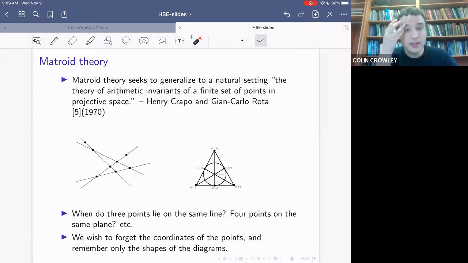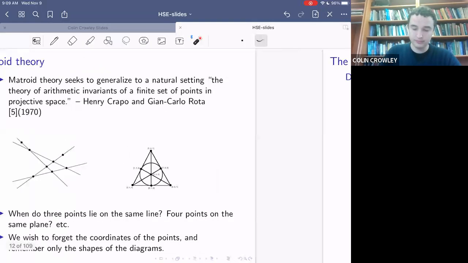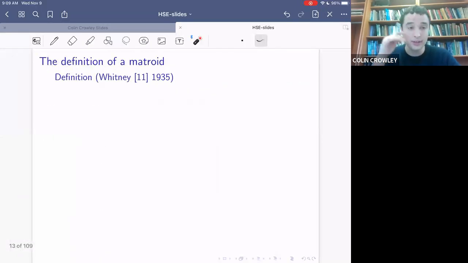And really to get a natural setting, we wish to forget the coordinates. So it doesn't matter exactly what the coordinates of this point are. All that matters is the linear relationships between these points. And so this leads to the definition of a matroid. So this was introduced in 1935 by Whitney.